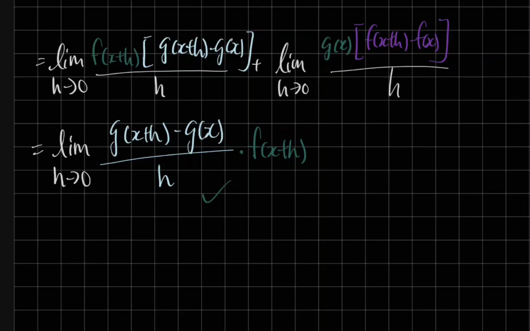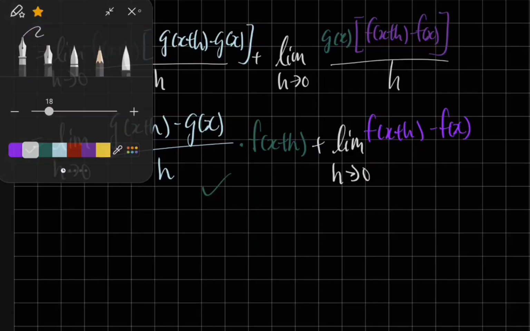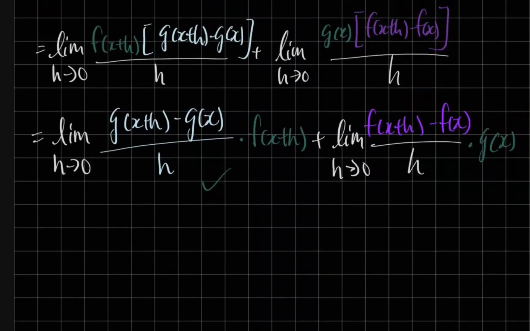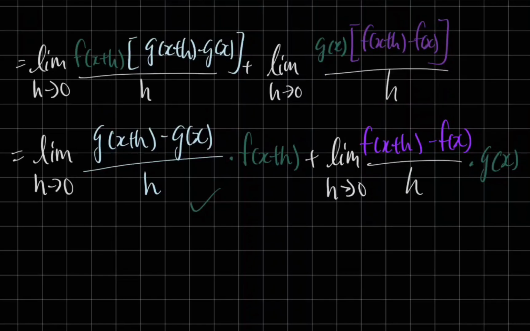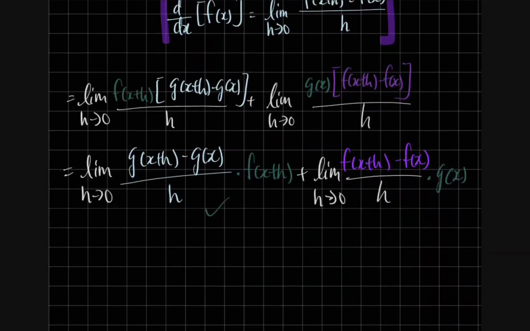I'm going to do the same for the plus limit as h approaches 0 of g(x). I'm going to put that behind, and put the expression that I want to focus on in front: f(x+h) minus f(x) divided by h, and then multiplied by g(x), which is not relevant. Okay, so now we have something very familiar, isn't it?